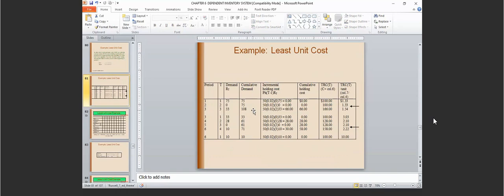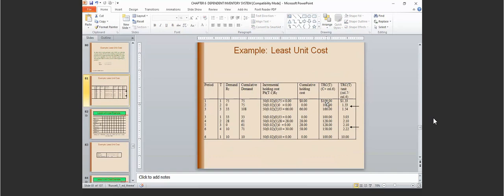So we need to add another column here for the cumulative demand. We start with period 1, with the T value equal to 1, and the gross requirement in period 1 is 75. So the cumulative demand here will also be 75. For the incremental holding cost, we use the same process as in the silver meal algorithm. So we have 0 here. The cumulative holding cost will also be 0, and the total relevant cost here we have 100.